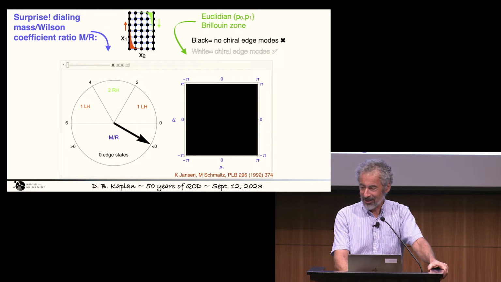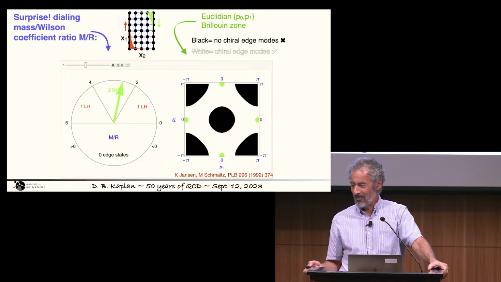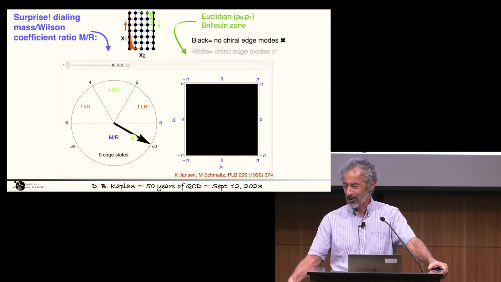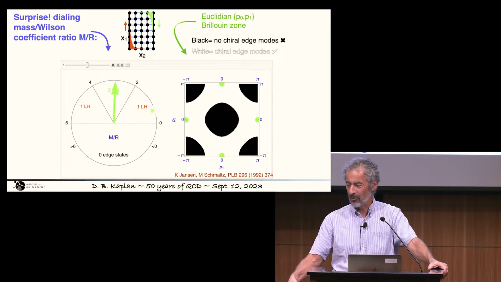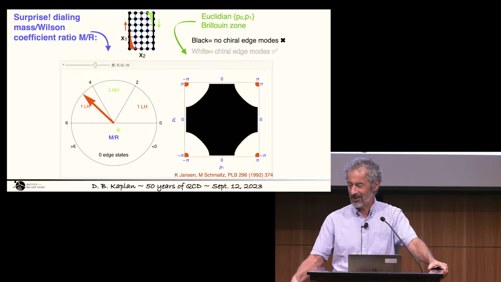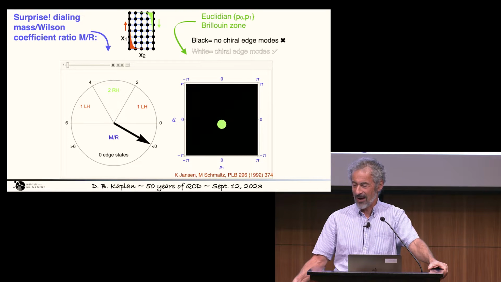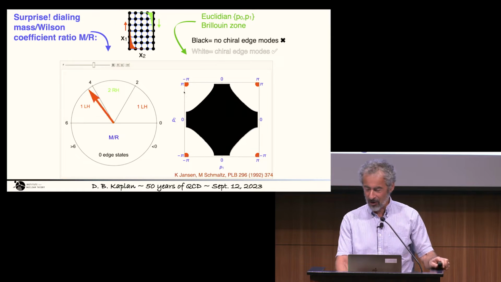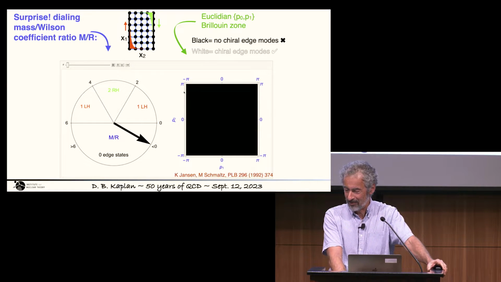An animation of this, it may or may not be illuminating. Over here, I've got a little dial which shows I'm changing m over r through different values from below 6 to above 6. And here I'm showing the same panels now as a movie, so you can see how the areas where there are chiral modes shrink and expand.